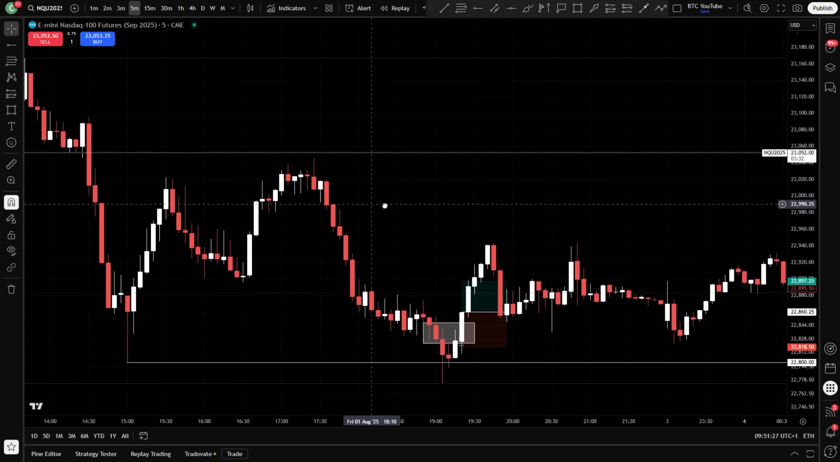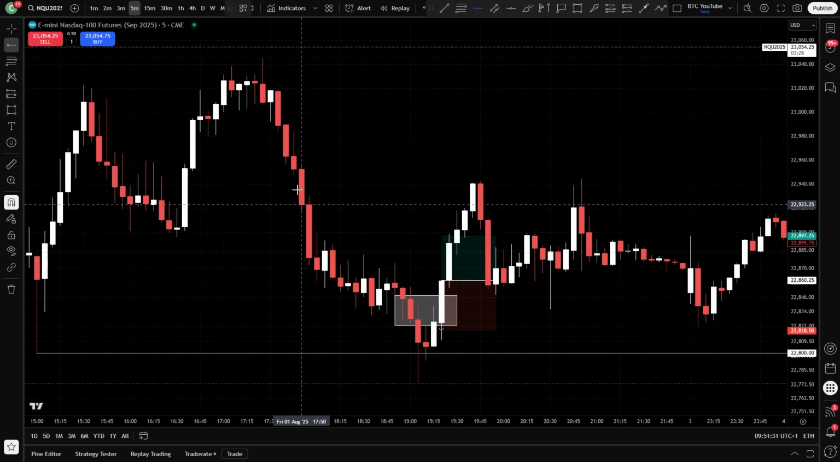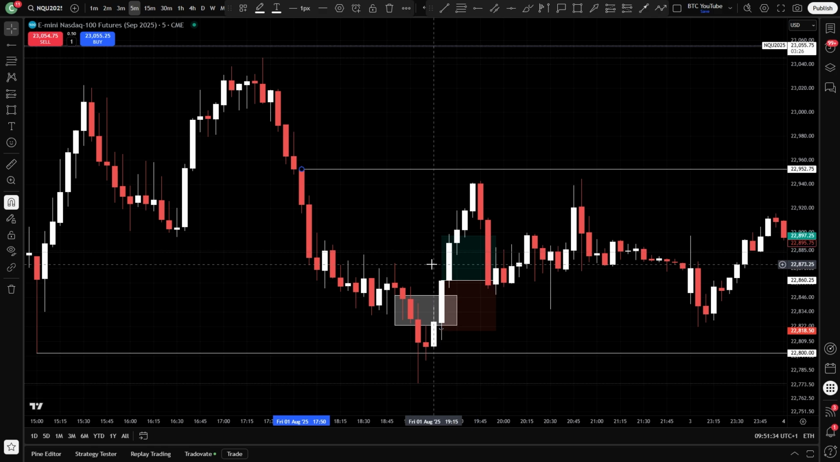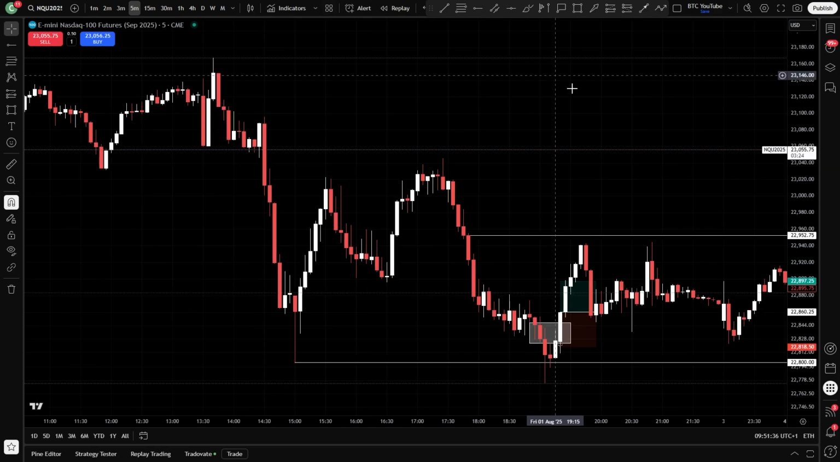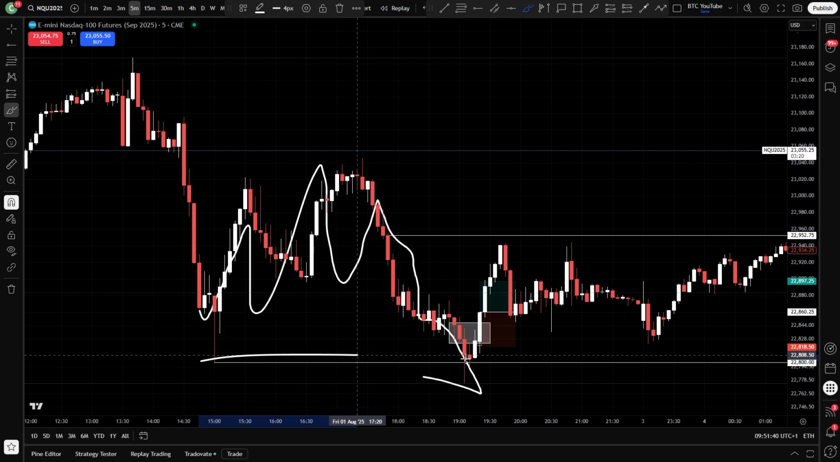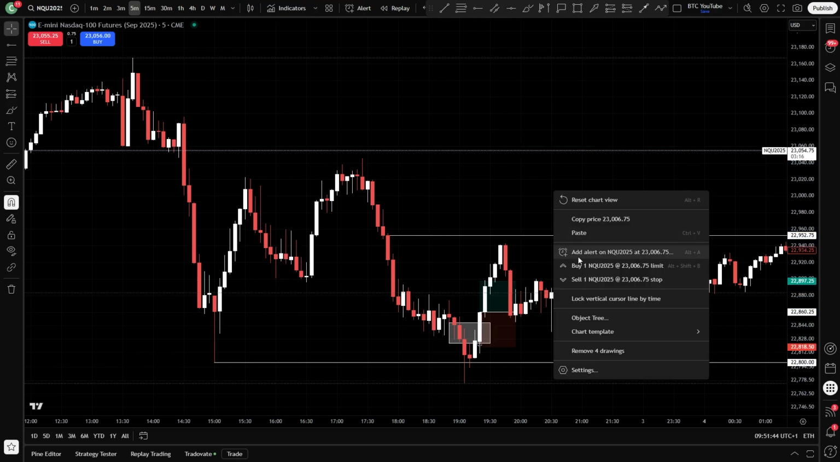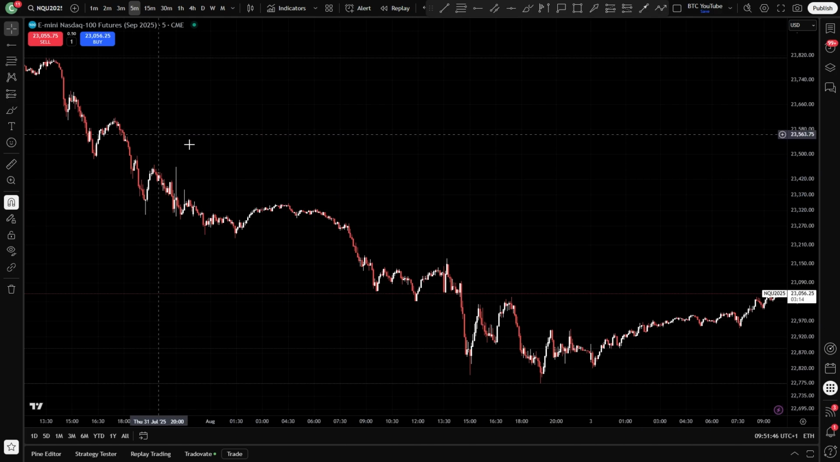Then I would have left a runner. Probably taken half off about halfway up this. So I probably would have only got a scale half and break even here. Essentially what I'm looking for here is I've got my accumulation, my manipulation below, and then my distribution back up. We didn't get full distribution because we were super bearish overall, as you can see.